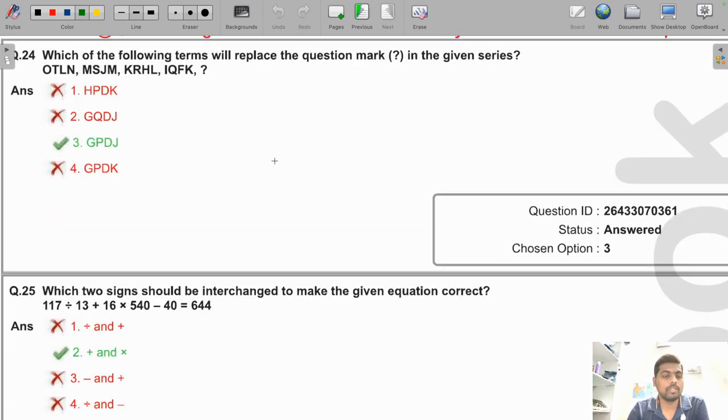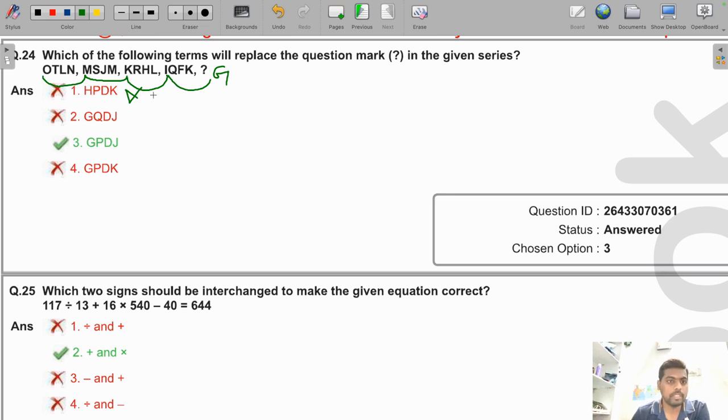Let us go to the next question, guys. So they have given some terms, and they are asking us for the missing series. So if you see here, after i, j is skipped and k is written. After k, l is skipped, m is written. After m, n is skipped, o is written. So definitely here h will be skipped and the first letter will be g. So this option will be eliminated.